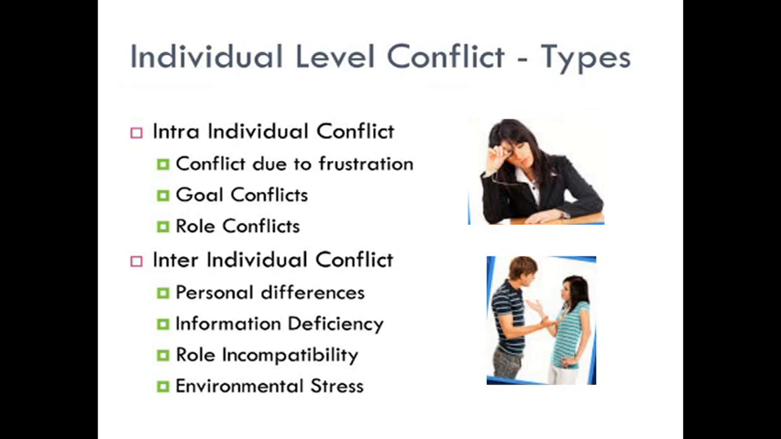Individual level conflict can have both negative and positive consequences on a team and its team members. It is of 2 types: one is inter and another one is intra. So first one is intra-individual conflict. It refers to a conflict within an individual. And next one is inter-individual conflict. When 2 individuals are in confrontation with each other, it is called inter-individual conflict.